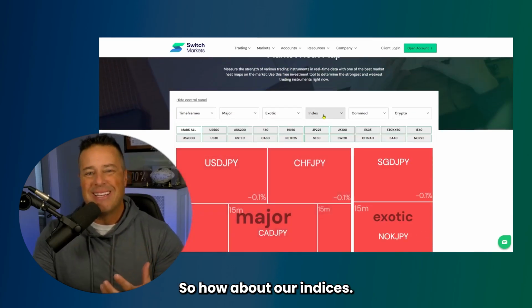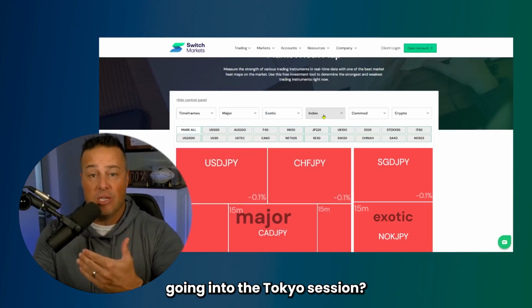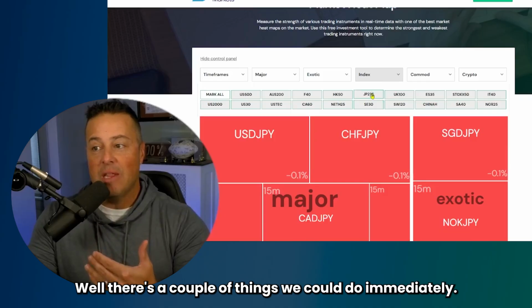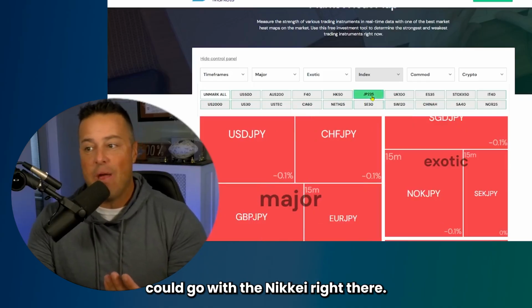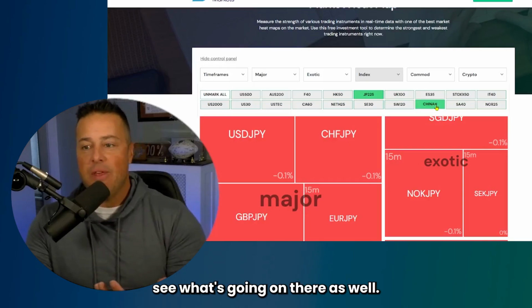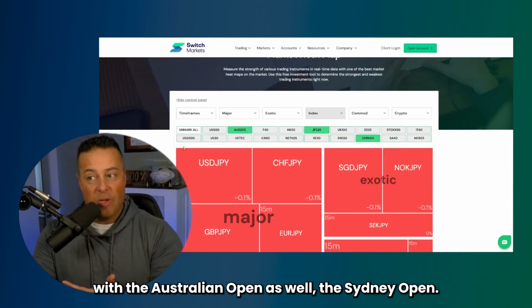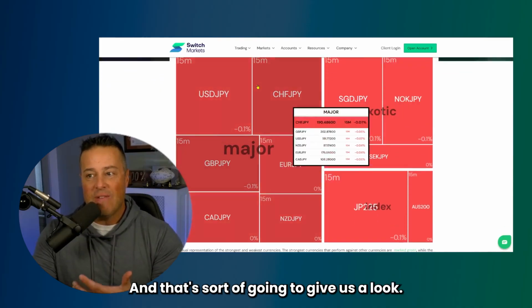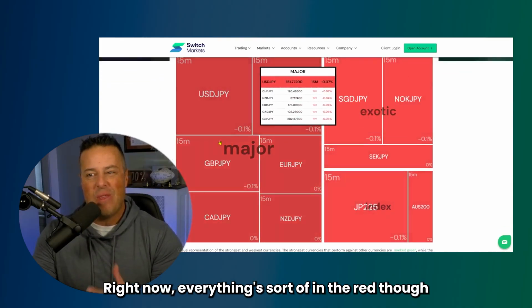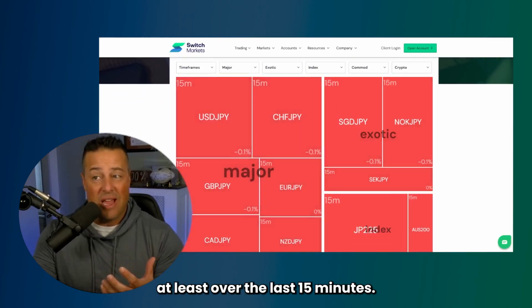So how about our indices? What do we want to be thinking of trading right now going into the Tokyo session? Well, there's a couple of things we could do immediately. We could just keep it regional. We could go with the Nikkei right there. We could also take a look at maybe some of the China A shares, see what's going on there as well. Also the Australia 200, that just opened with the Australian Open as well, the Sydney Open, and that's sort of going to give us a look. Right now, everything's sort of in the red though, not much volatility. You'll notice all the boxes are pretty much the same, at least over the last 15 minutes.